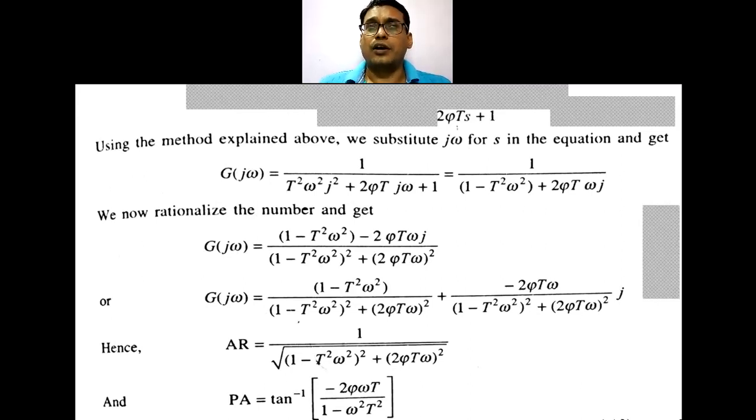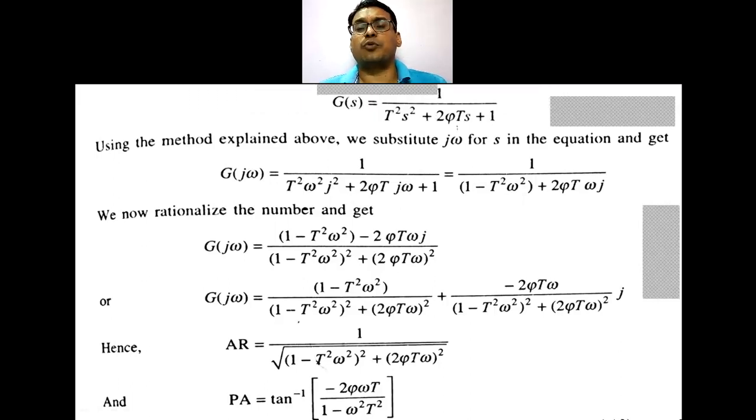Then we are going to study the details related to the numericals, how to calculate the real part and the imaginary part. Now coming to the second order system, that is nothing but 1 upon tau square s square plus 2 phi tau s plus 1. This is our equation corresponding to the second order system. Now this equation is in terms of the transfer function variable s. Now substitute s equal to j omega.